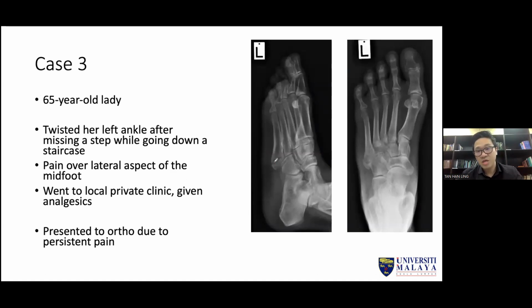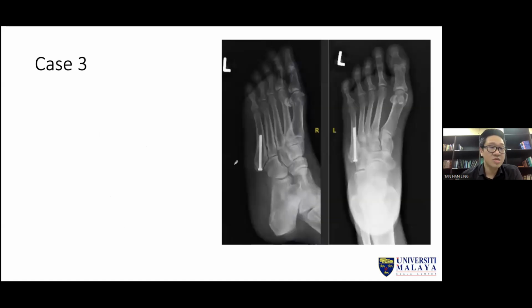As we can see here, there's a gap over here, and the fragment is right over here, and there are no signs of healing on this fracture. Hence, this patient, who is still active, would require some form of fixation in order for her to walk without any issue later on. So this is the X-ray post-fixation. The patient underwent a screw fixation for what we call non-union of the pseudo-Jones fracture.